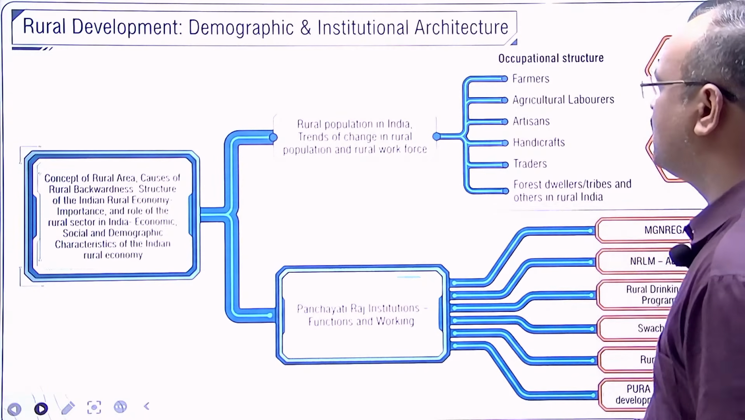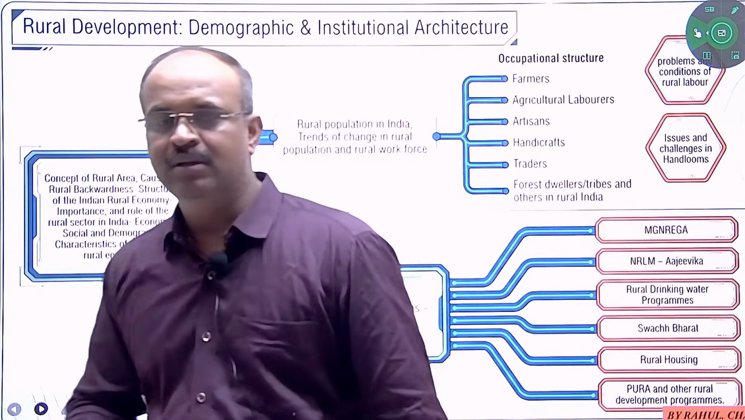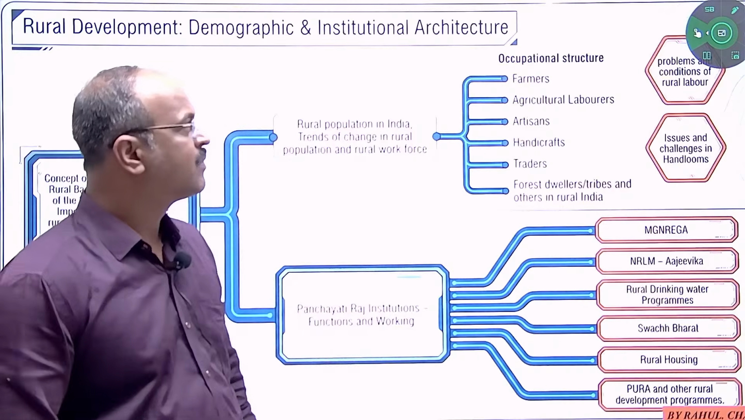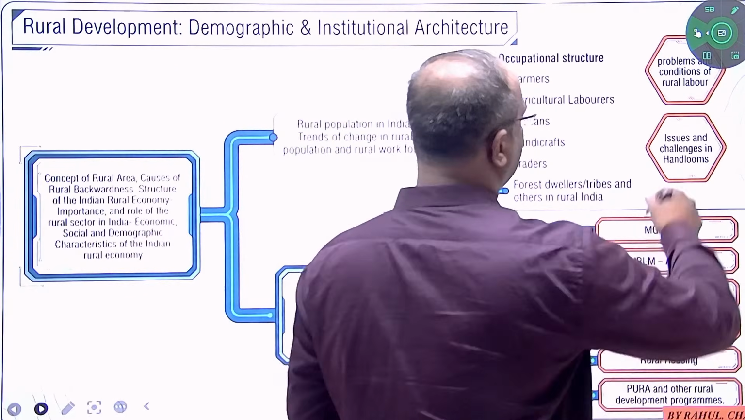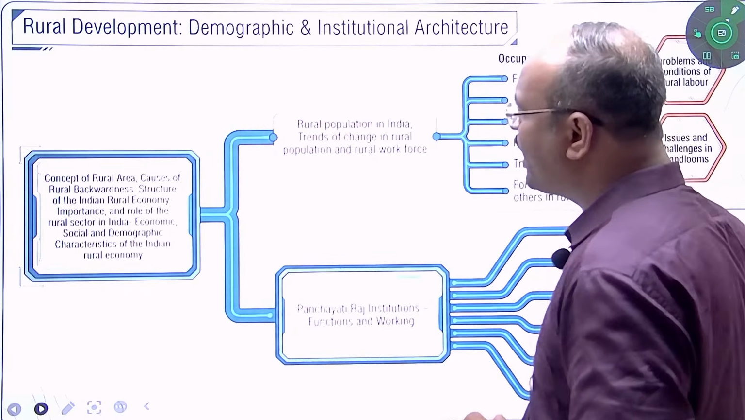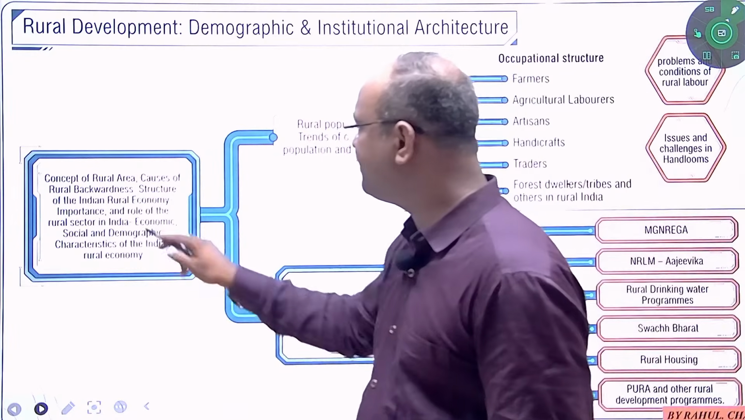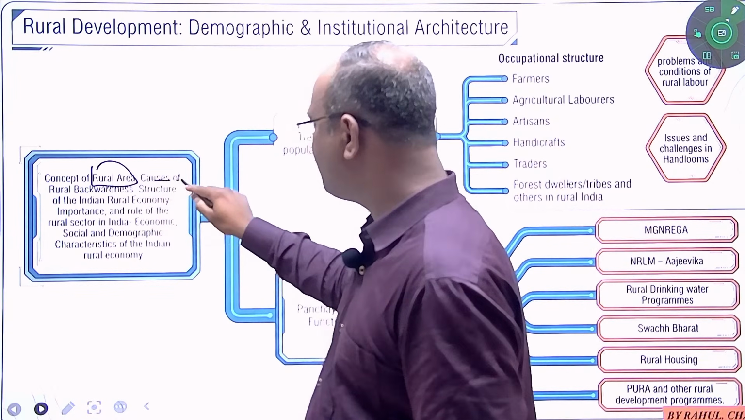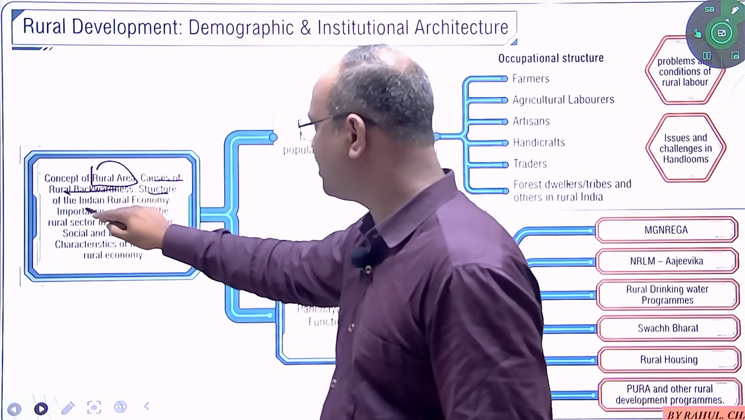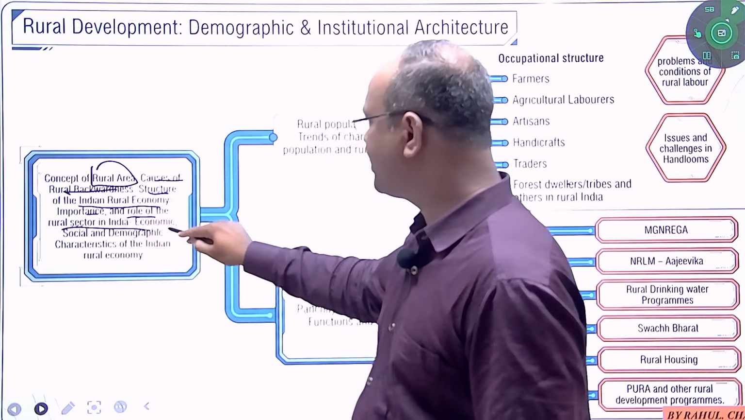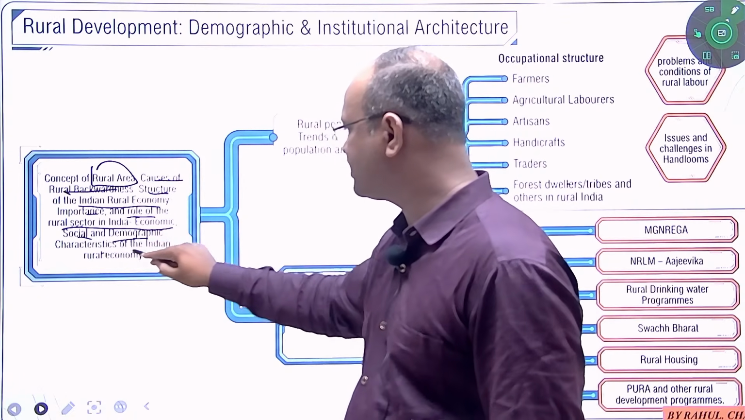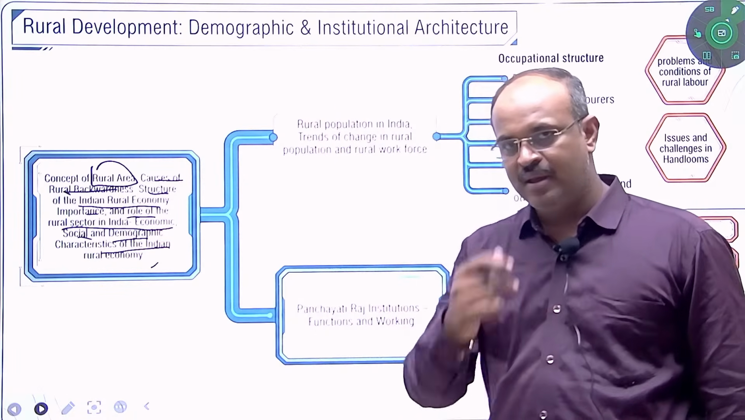Now see, the second part of this topic is rural development, demographics and institutional architecture. Now see what exactly the syllabus is. Concept of rural area, causes of backwardness, structure of the Indian rural economy, importance and role of the rural sector in the Indian economy, social and demographic characteristics of the Indian rural economy.